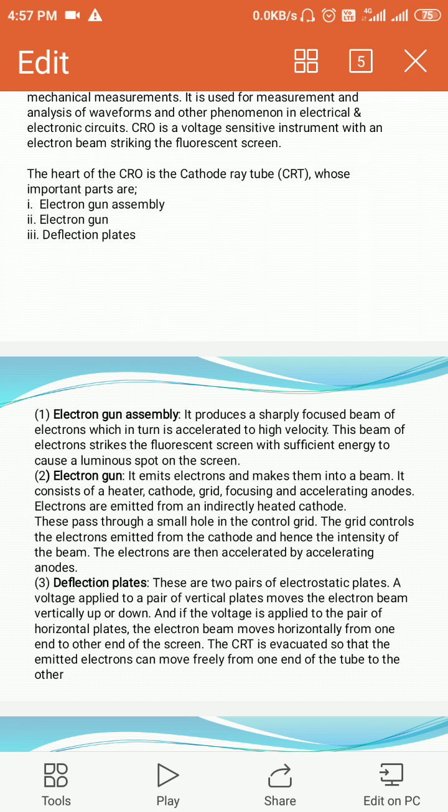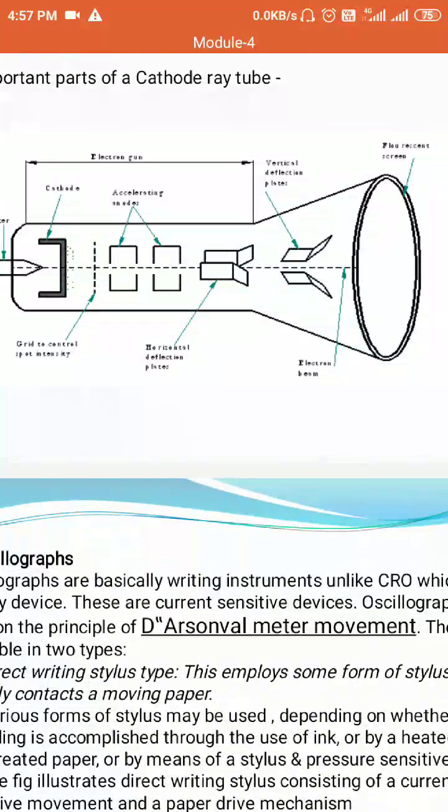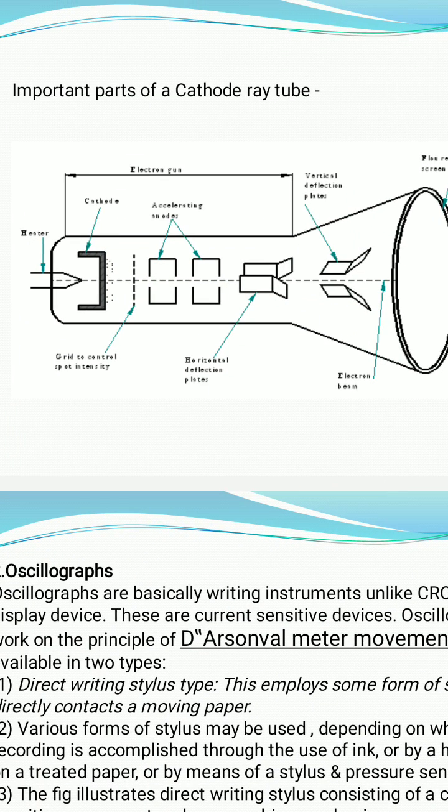First, electron gun assembly. Second, electron gun. Third is deflection plates. If you see the diagram of the cathode ray tube, which is the heart of the CRO, you will come to know. The first part of this cathode ray tube is the cathode filament. On the left side you see the cathode filament, the dark reverse C. As soon as the input signal is supplied to this cathode filament, it gets heated and it starts emitting a cloud of electrons.